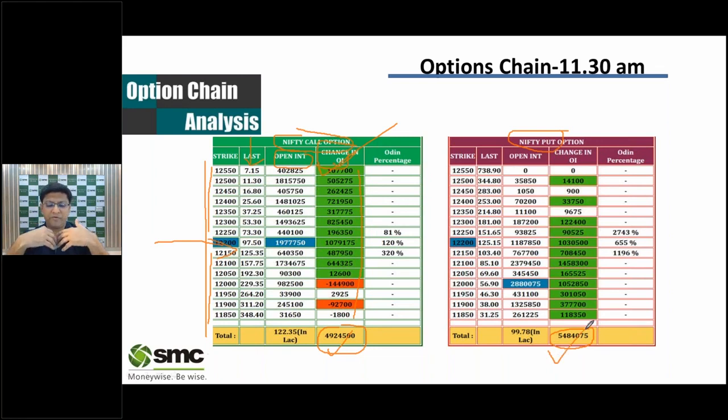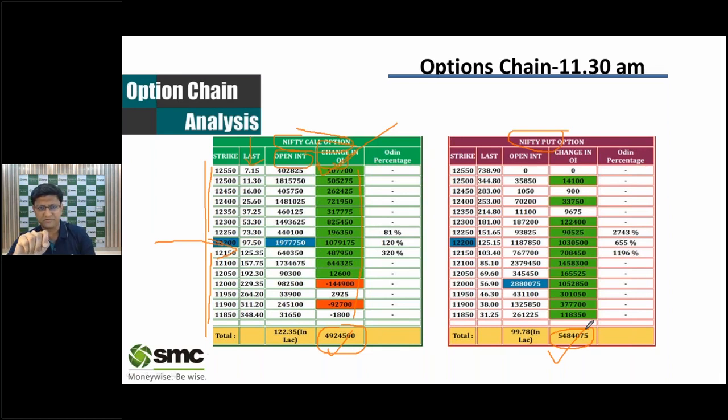Now if I ask you a question about the retail public, the assumption we take is that whatever buying is happening in calls or puts is done by retail players. We are just taking an assumption. This is not a fact that retailers always buy options. There are 10% retailers who also sell options, but as per the back testing, 90% of the retail participants are buyers of options.